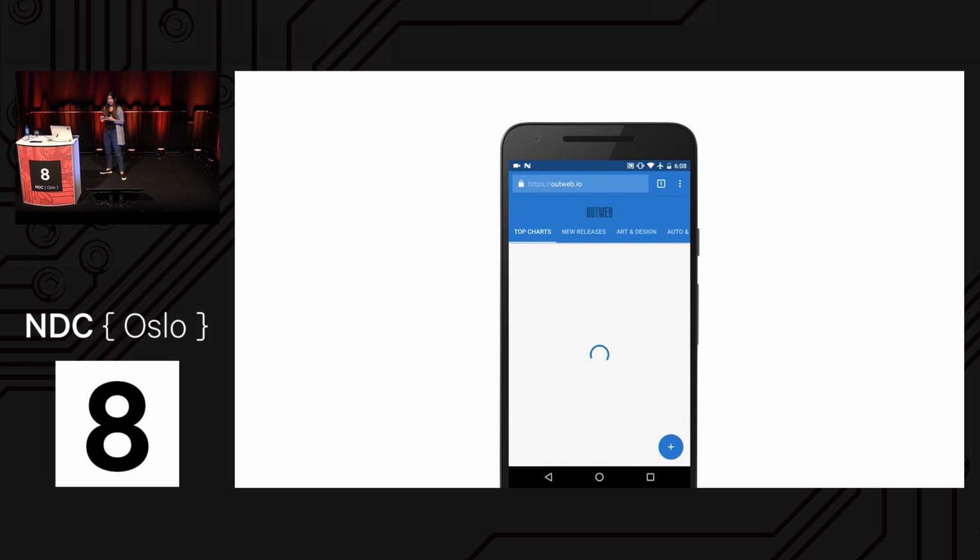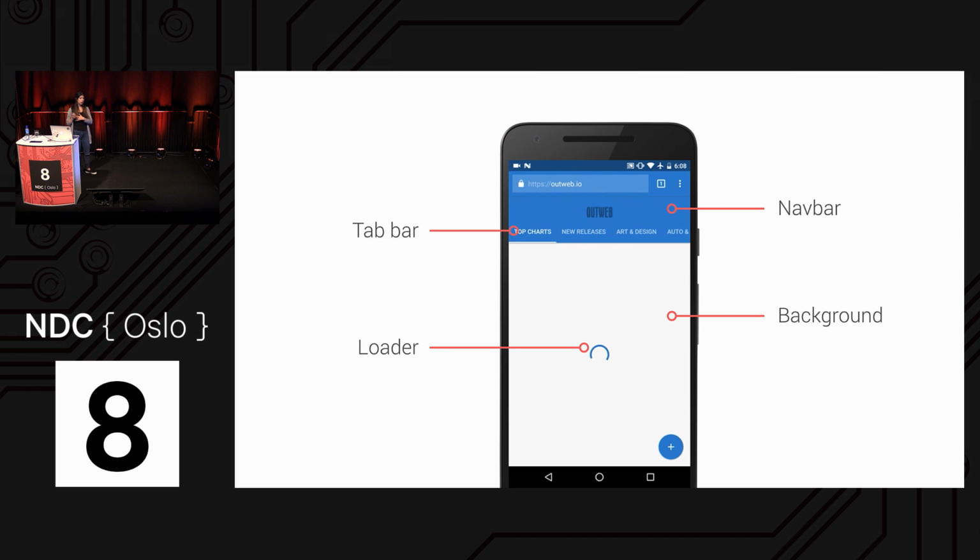So let's see what the main components of an app shell are. First we have a nav bar. We have the tab bar, or if you're using a burger menu, you have the sidebar. You have a background color, the loader, and if you have a main action, then you could add it here in the app shell.